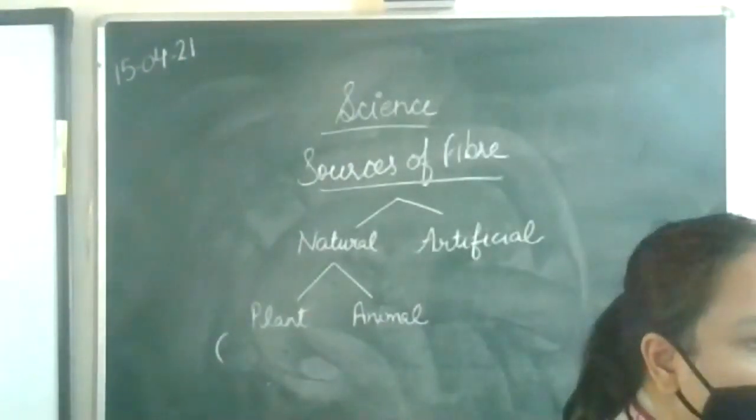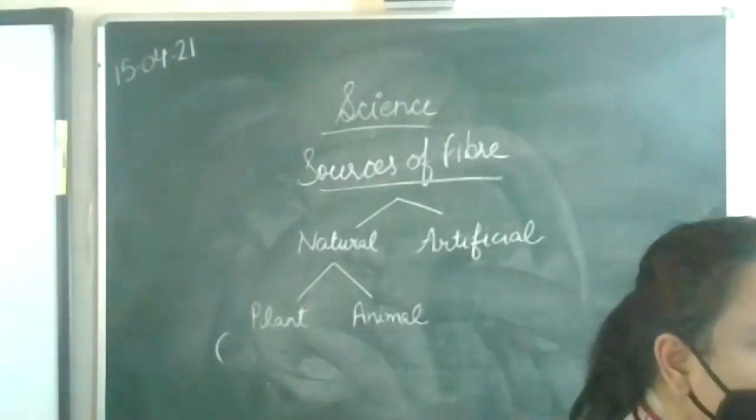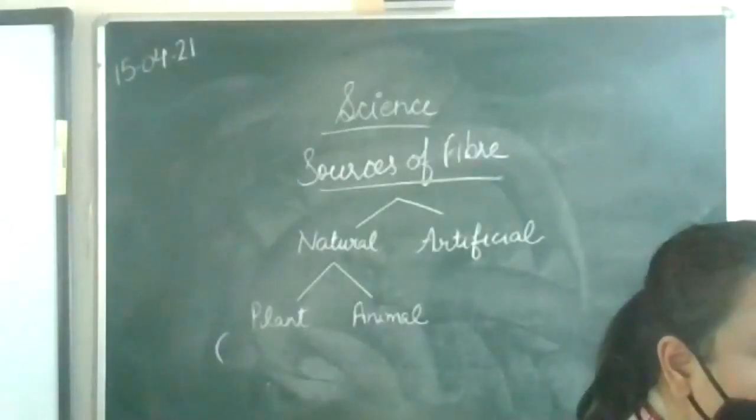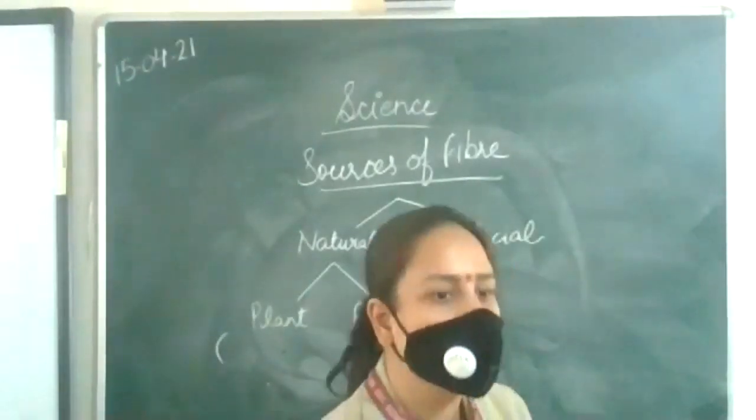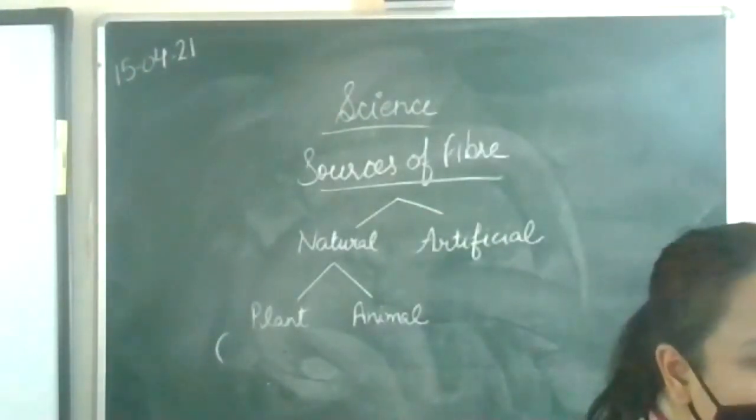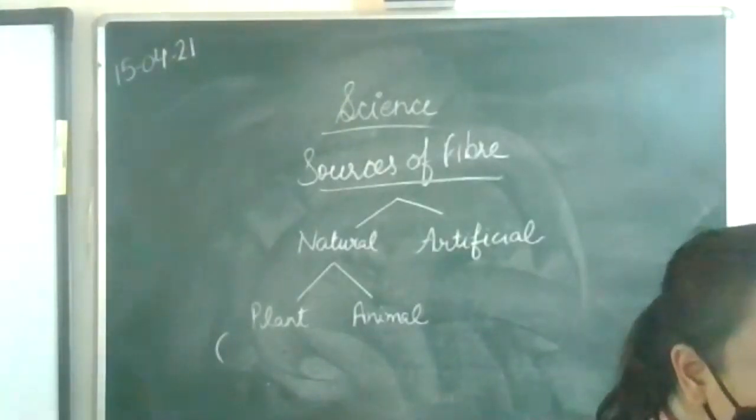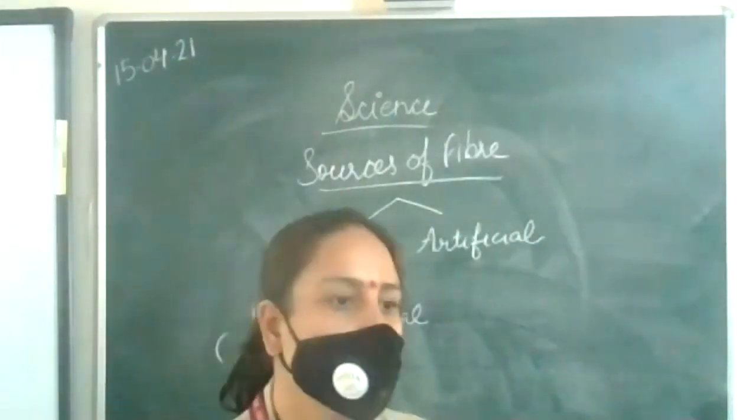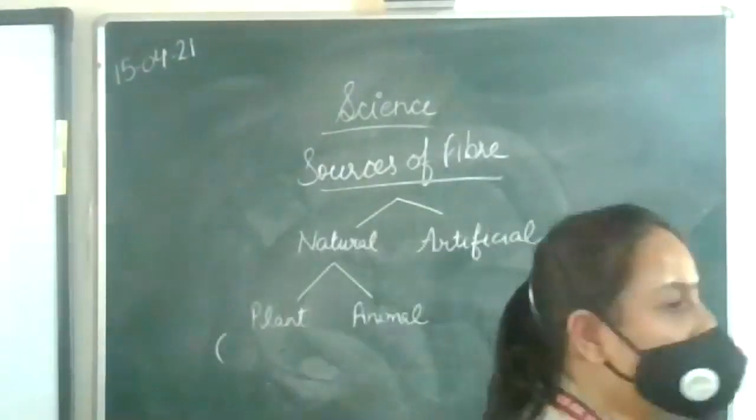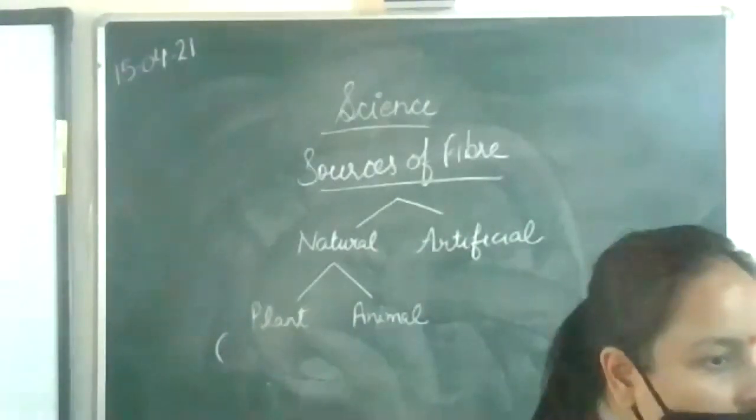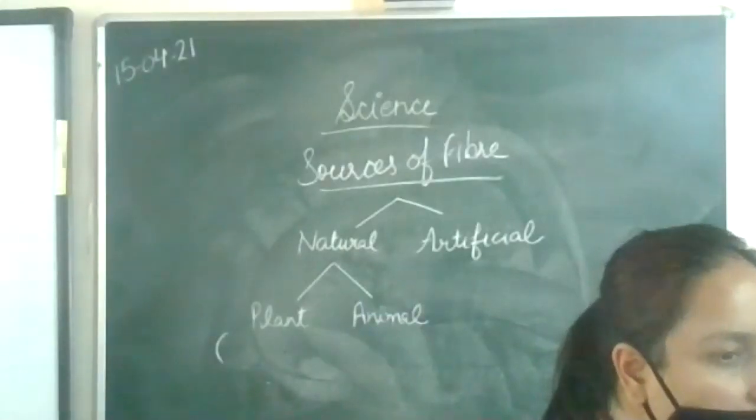Mehan, beta, do you know? Unmute yourself, Mehan. Yes, beta. Do you know the example for any plant fiber, any fiber which we obtain from plants? No? Any fiber which we obtain from plants, who will tell me? Ayushman? Tell me, Ayushman. Unmute yourself, Ayushman.